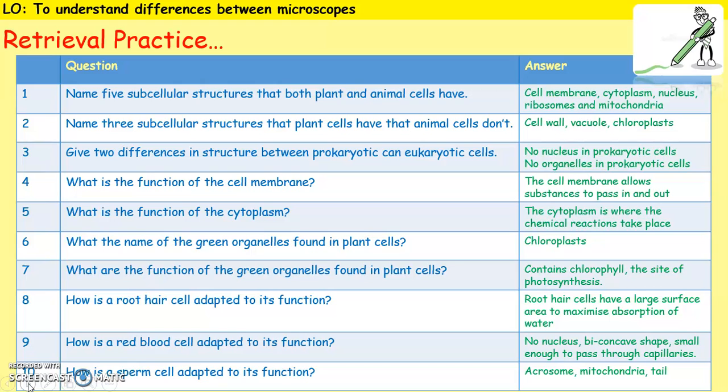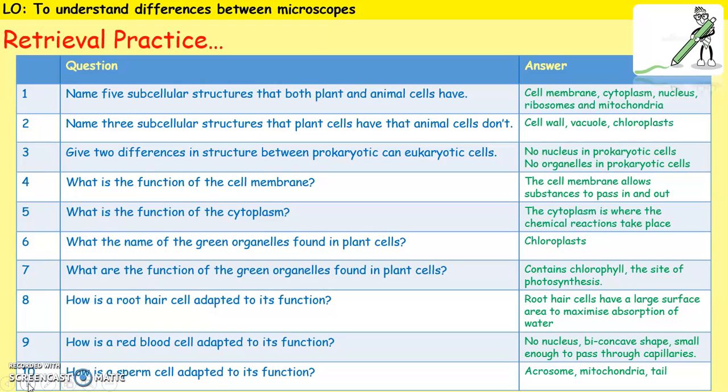Root hair cells are adapted to their function because they have a large surface area. This maximises the absorption of water. They also have tiny hairs on the surface, which again creates an even larger surface area to absorb all that water. Question 9. Red blood cells are adapted to their function because they have no nucleus.